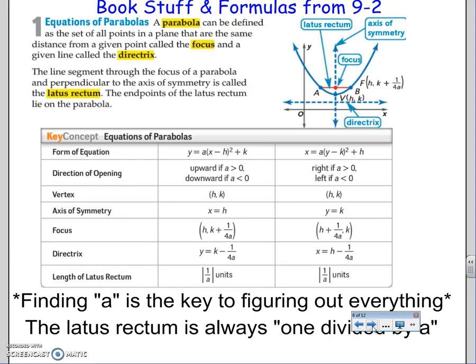All right, I'll leave you with this problem. Or actually, no, before I leave you the problem, here's the book stuff and formulas from 9-2. Same thing I said, there's a lot of formulas to remember. It's not on the formula chart. But you don't have to know this if you know how to do what I just did. If you can do those 4 steps, if you can find A, because A is the key to figuring out everything. The only thing you do have to know, and I'll probably tell you in the test, is the latus rectum is always 1 divided by A. This random last formula is on your test. But if you can figure out A and use vertex form, you're good.